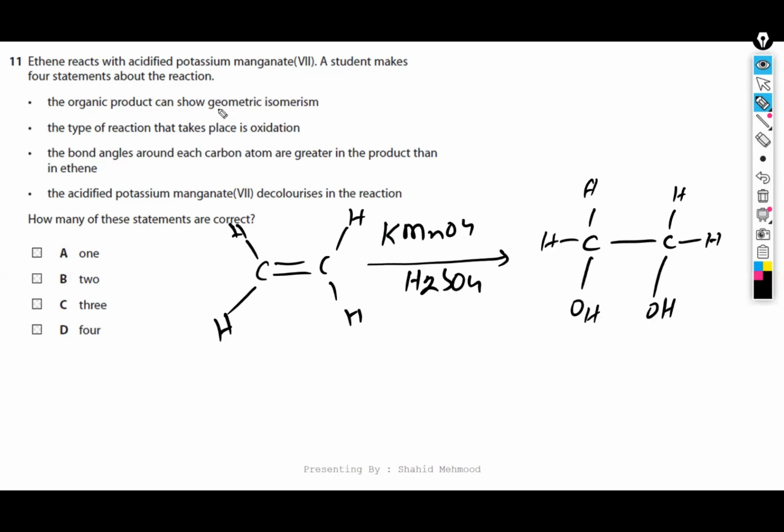Now, the organic product can show geometric isomerism. Geometric isomerism exists only in alkene, but here it is alkane. So the first reaction that takes place is oxidation. Yes, this is an oxidation reaction.